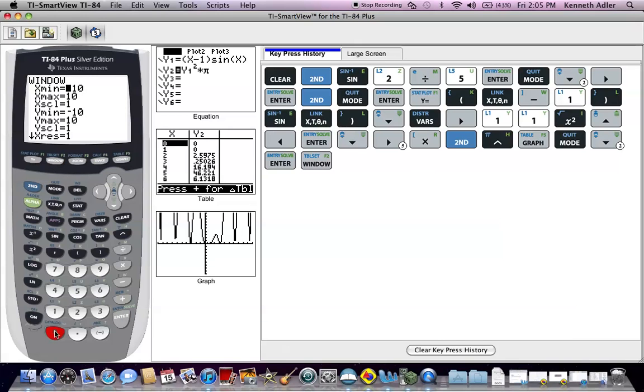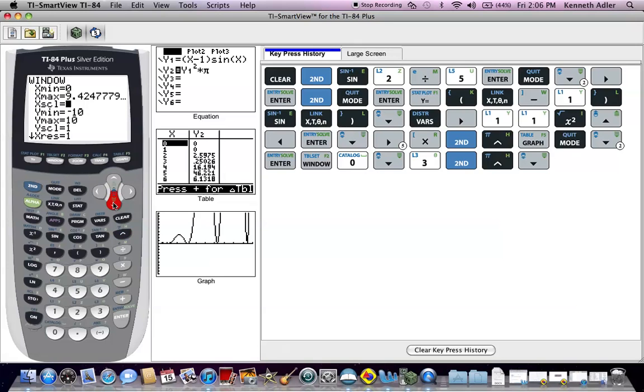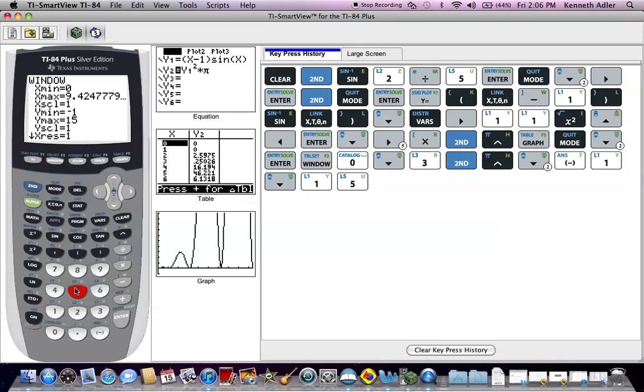My x-min is going to be 0. What's my x-max? 3 pi. Yeah, let's make it 3 pi, because they tell us 2 pi. Exactly. Jeena and I looked at a couple of graphs and realized that y-min is going to be -1, and what's the y-max, Jeena? 15. And you could see we kind of fit it into the graph. So let's hit enter, and now we're going to hit graph.